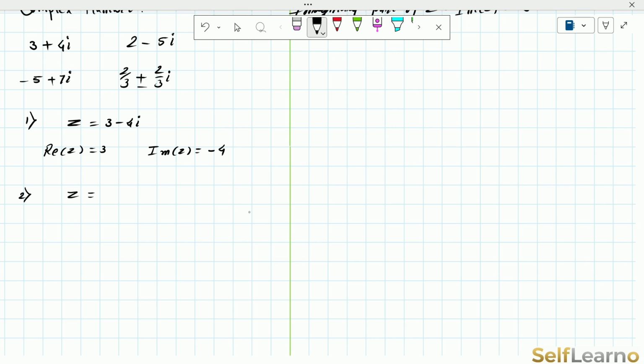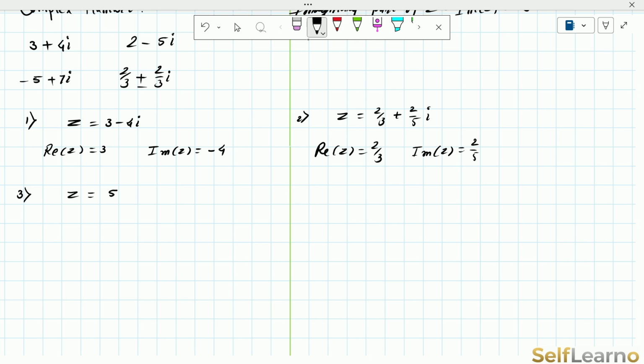Z is equal to, I'm writing it over here. Second, z is equal to 2/3 plus 2 over 5i. Here in this case, the real part of z is 2 by 3 and imaginary part of z is 2 by 5. Easy, but not always. Let us take this example.